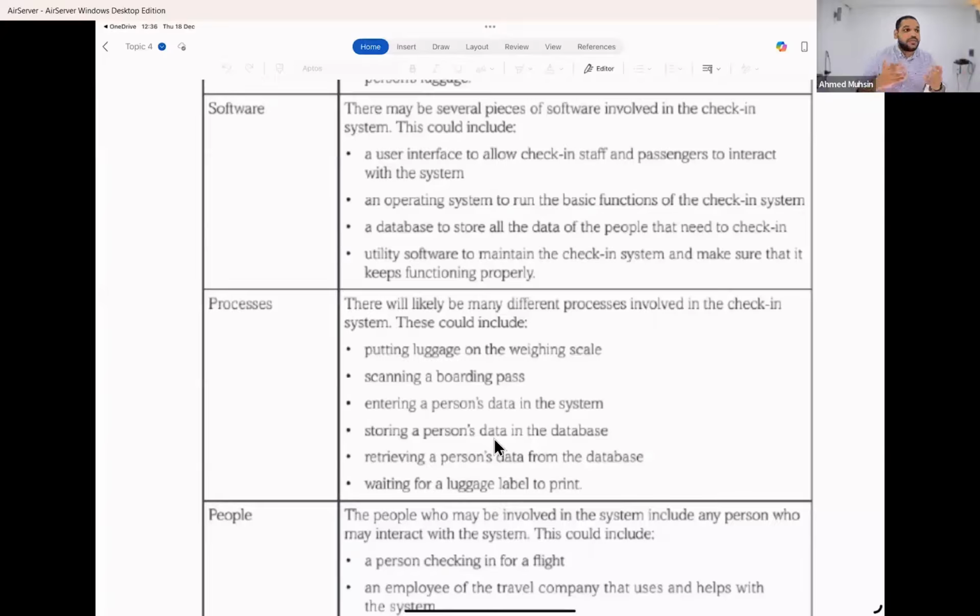Or for example, sometimes they'll have an order. First give us your passport. Then show us your flight details. Then put your luggage. They'll have a certain order that they deal with you in. These are all examples of processors. Can you guys read it now? Putting luggage on the scale, scanning your boarding pass, entering a person's data in the system.